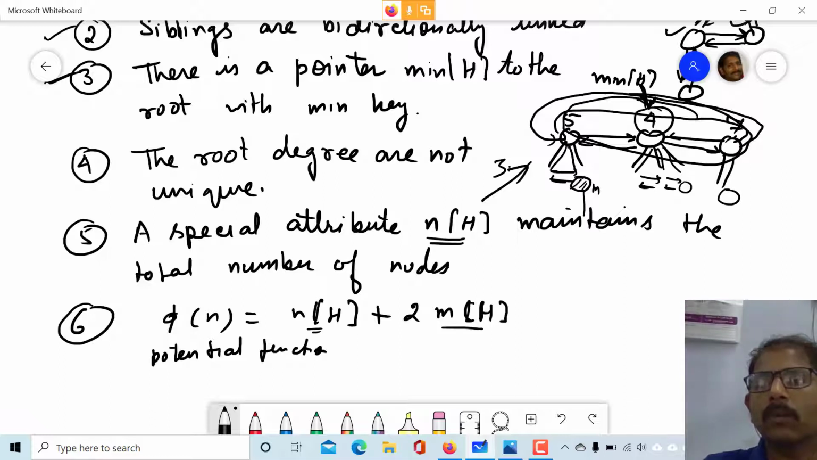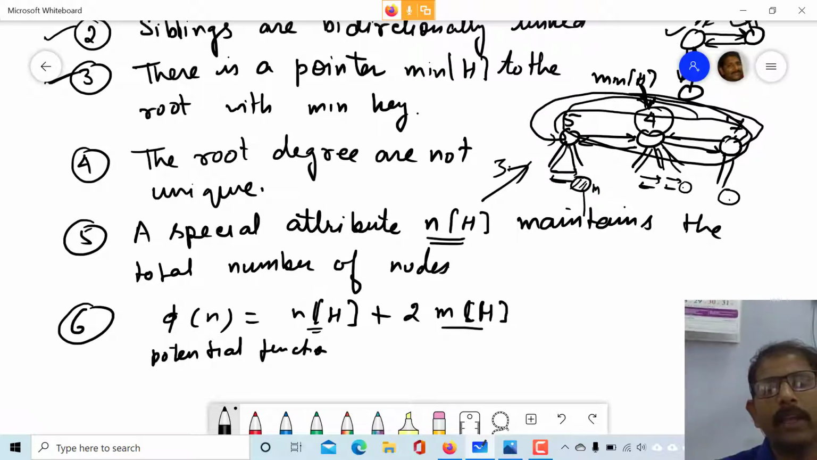Suppose this is one mark node, this is another mark node, and this is another mark node. Mark node means it has lost a child in the past. So we count all those nodes which have lost a child. Suppose in this case mark nodes are 3. The mark count will be 3, and 3 multiplied by 2 means 6.